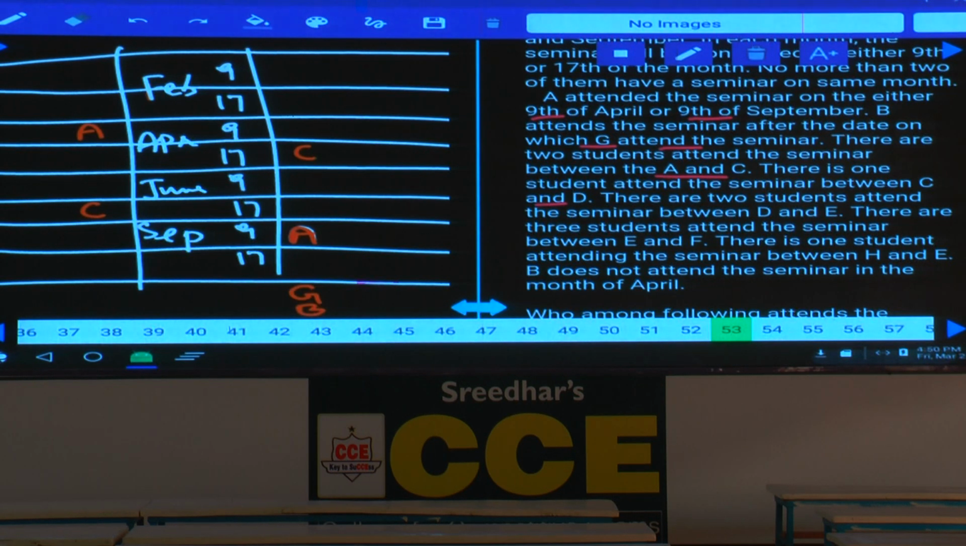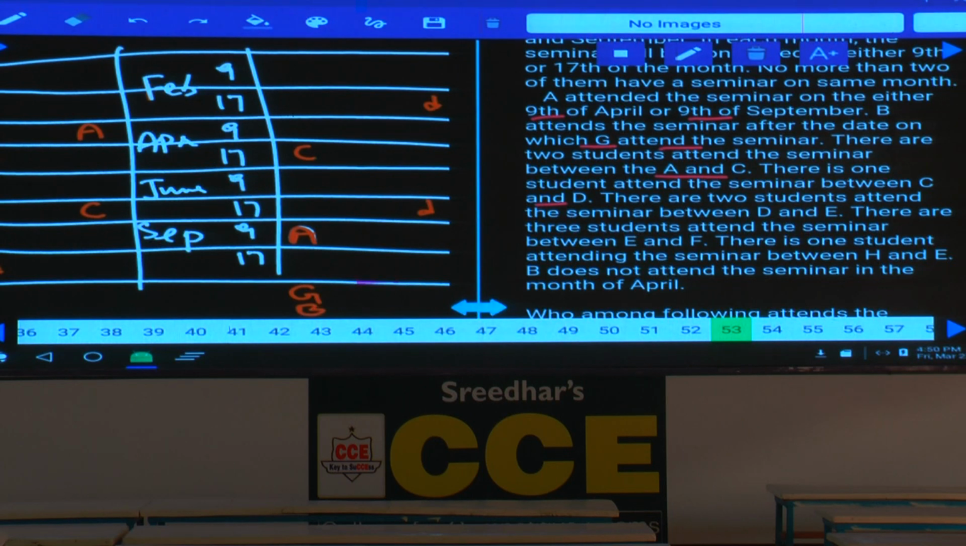Between C and D, tell me how many students? 1 student. And so D can be either here or here. And in this one also, D can be here or here, isn't it? There are 2 possibilities for C and D. Then there is 1 student between C and D. There are 2 students between D and E.